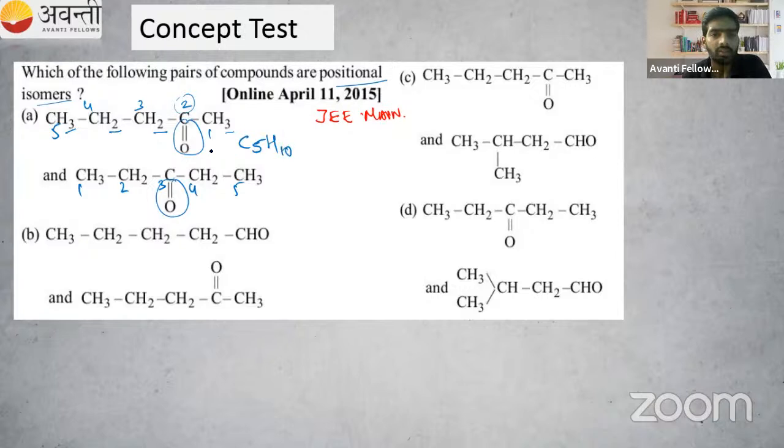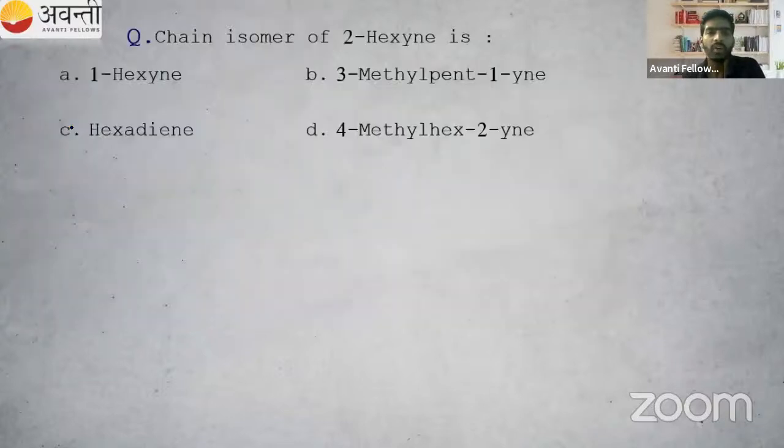How many? For structure, there are different. Structure is getting different how? At the position of double bond O. One is connected to the second carbon, and then one is connected to the third carbon, right? So this is your correct answer. Moving on to the next. Chain isomer of 2-hexane is.